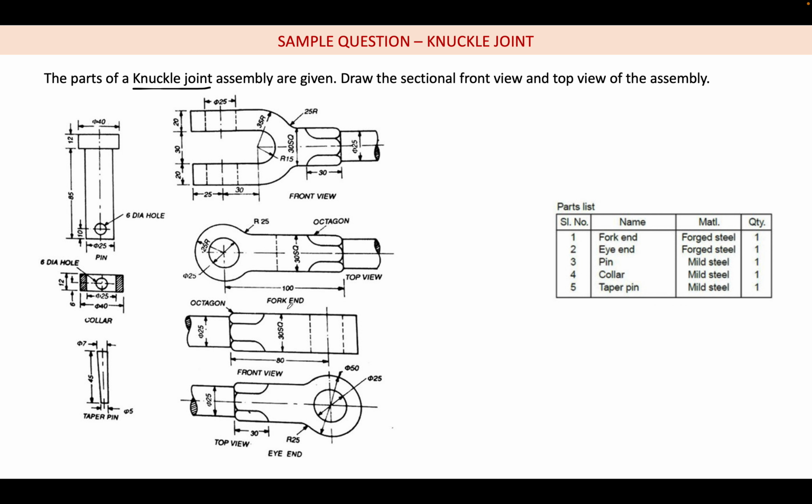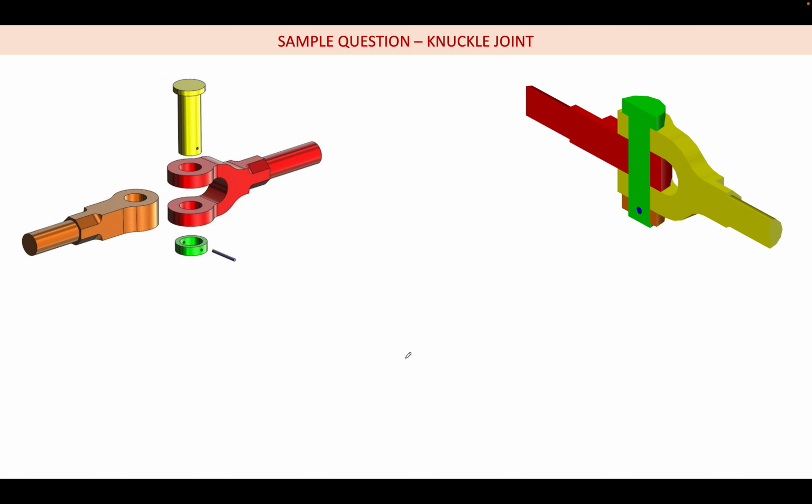Two rods will be there. One is the fork end, and the other is the eye end. So we have these two rods, and we have the fastener. This fastener is nothing but a pin. How is this pin going through these two rods? This shows how they are going to be fastened. This could be the exploded view.